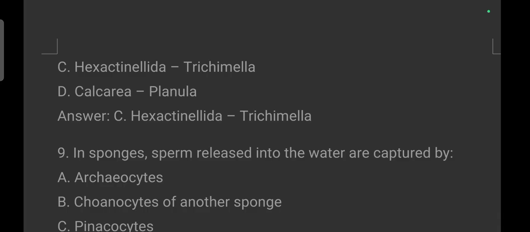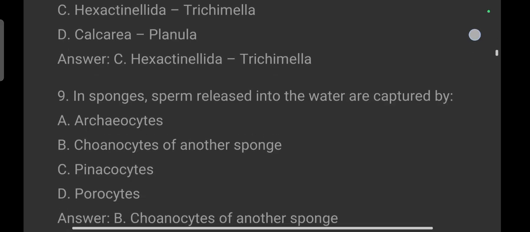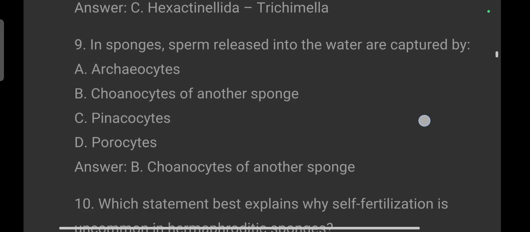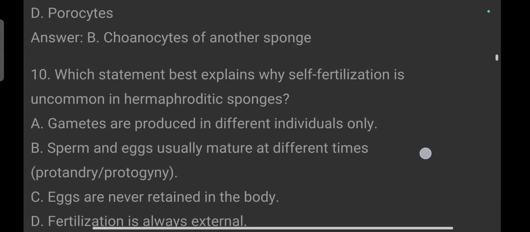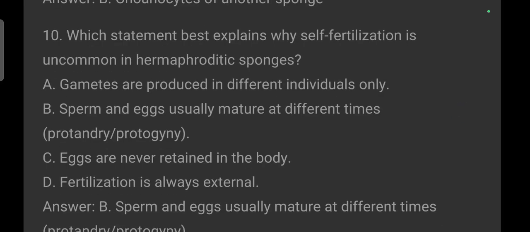In sponges, sperm released into water are captured by archaeocyte, choanocyte of other sponge, pinacocyte or porocyte. Answer is choanocyte of other sponge. Which statement best explains why self-fertilization is uncommon in hermaphroditic sponges? Gametes are produced in different individuals only.